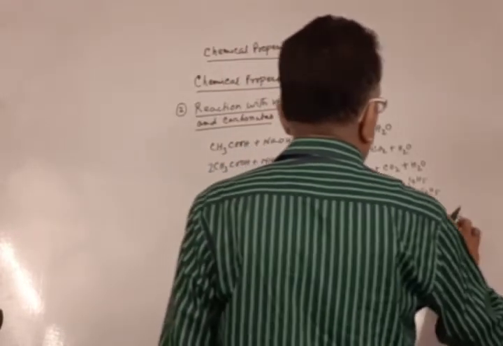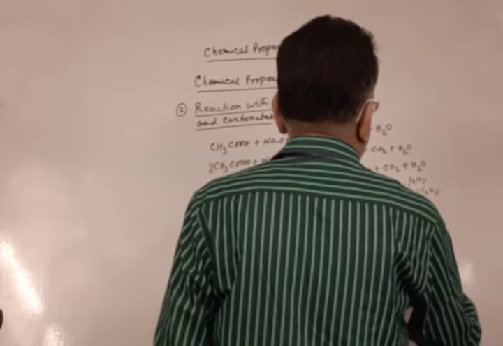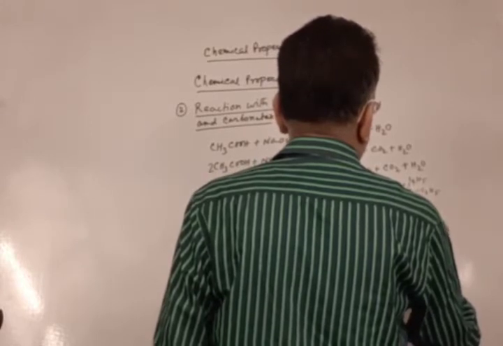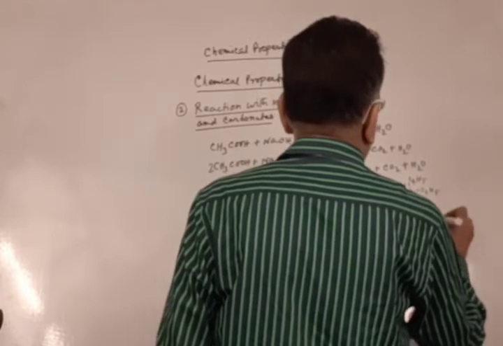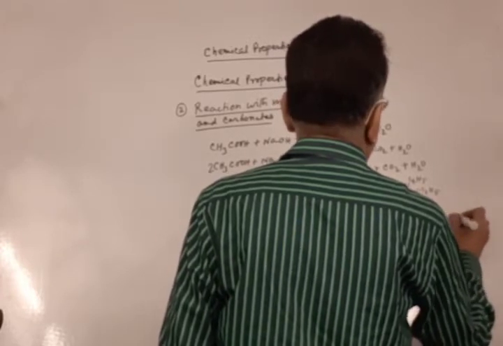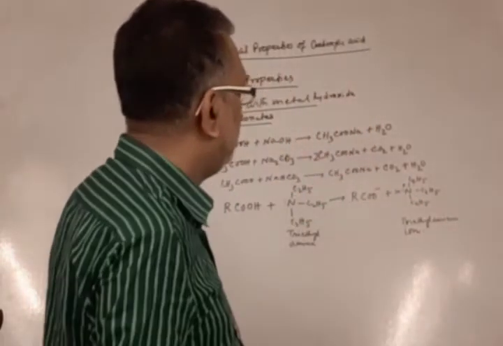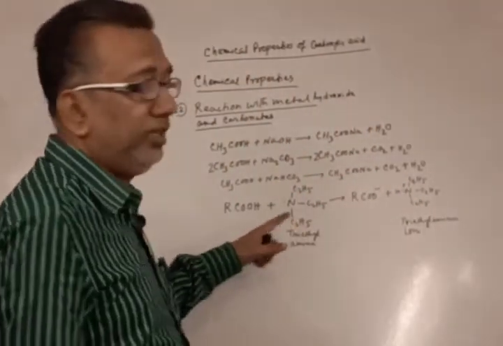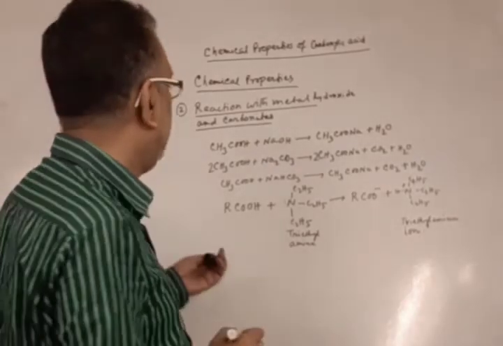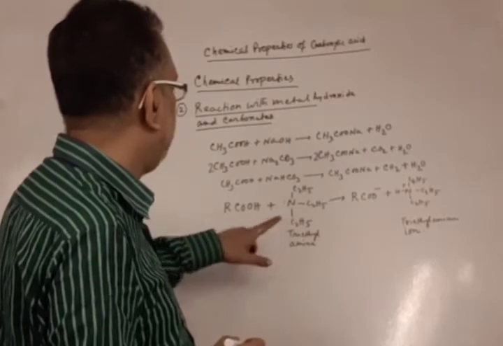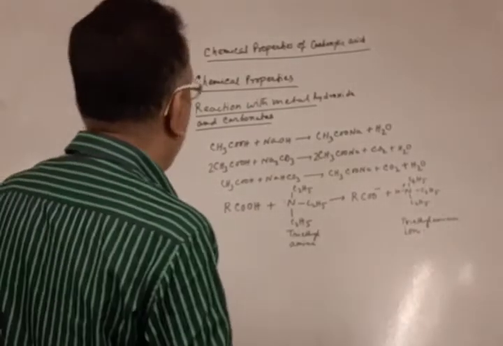Triethylamine. This is called the triethylammonium ion. So this is also a type of acid-base reaction which we observe when triethylamine is treated with the corresponding carboxylic acid.